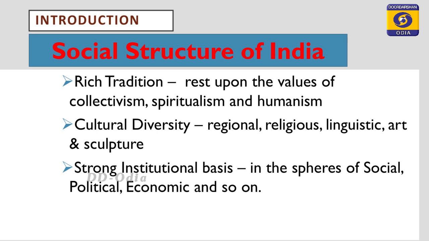So how do we understand cultural diversity? It is basically determined by its religious, regional, ethnic, linguistic and tribal diversity and much more. There are many components which are not similar to each other, whether it is about religion, language, dialects, all are in diverse form, right. Another important component of the Indian social structure is its strong institutional basis. So what are the institutions?